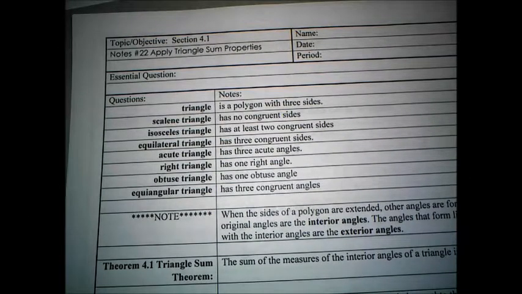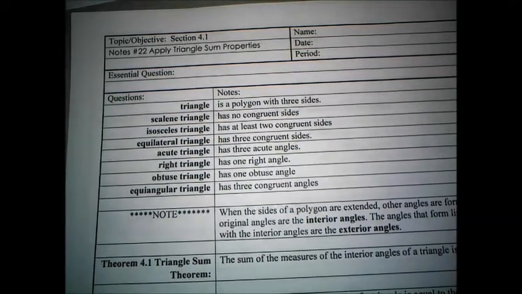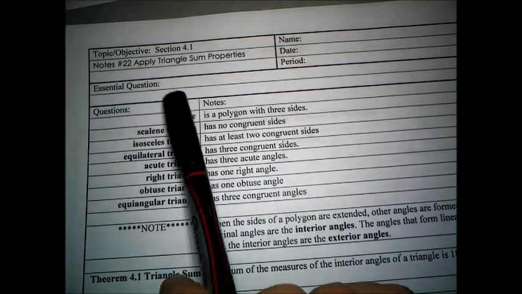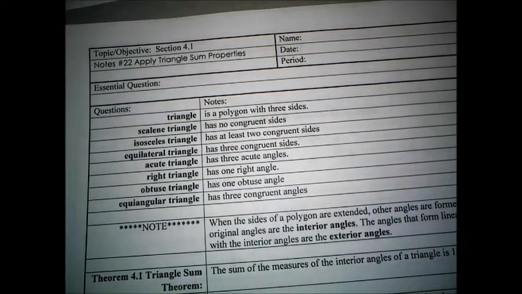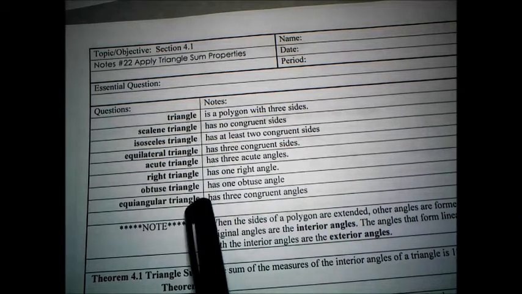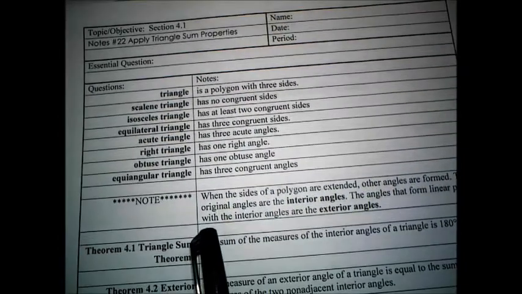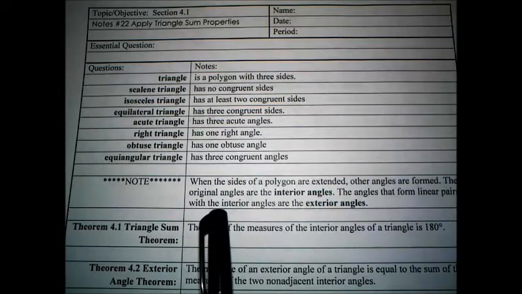Okay, here we go with the beginning of chapter 4 for geometry. It says notice 22, apply triangle sum properties. And I just saw I did not write essential questions, so we won't do that today. Here are a bunch of definitions that you already quoted during the activity, so that's good, so you know all these properties. But make sure you know this little note here that I put.